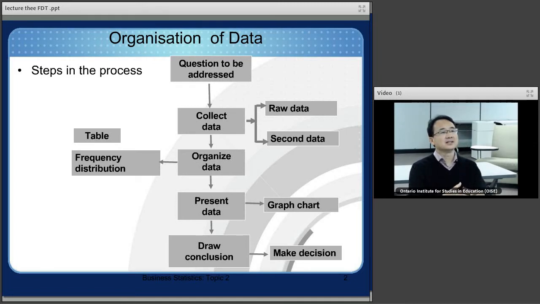Based on these charts or tables, we can get the general picture about this data, or the general features about this data. And then we can draw the conclusion about a set of data, and then make a decision or answer the questions. So these are the basic steps for organizing and presenting the data.